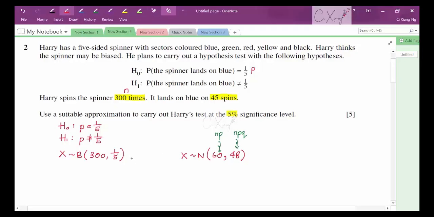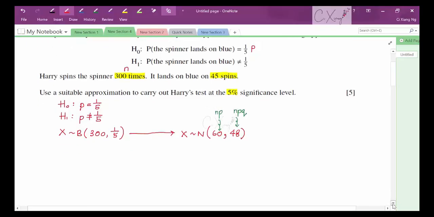Now that you know you are going to change the binomial to a normal distribution, when we carry out the test, you can either use the critical value approach or the p-value approach. Since we have a normal distribution now, generally I will use the critical value approach. For this, I need to know my critical value first. I imagine a normal distribution graph, and since this is a two-tailed test, I have two rejection regions, one at each end.